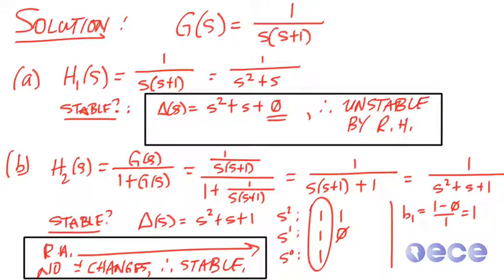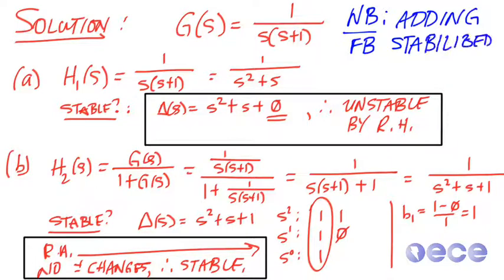One important thing here is that all we had to do was add feedback to this system, and we stabilized it. So later we'll have to do more complicated things to stabilize a system. But for this particular system, all we had to do was add feedback, and we got stability for free.